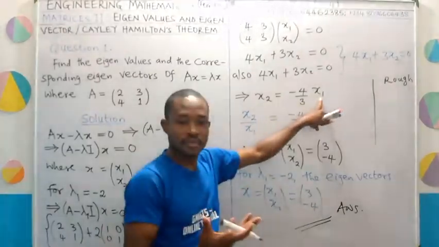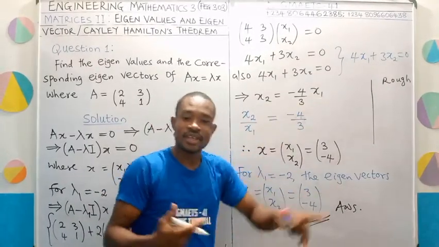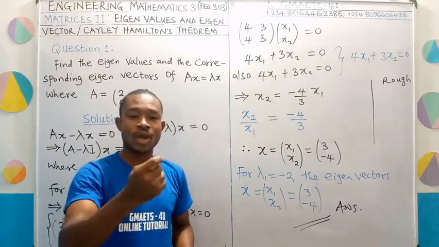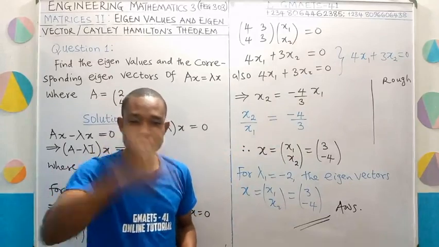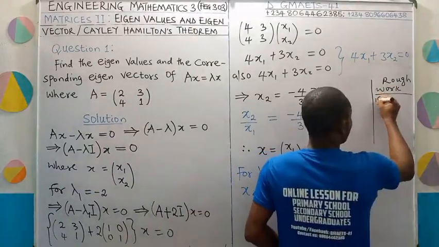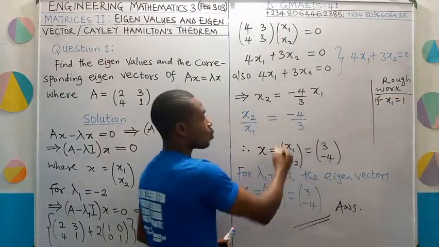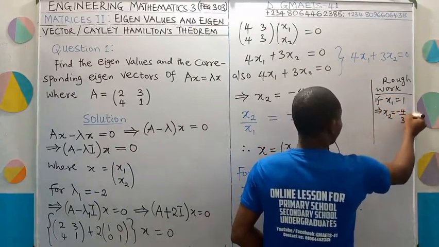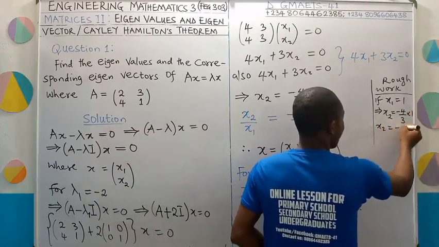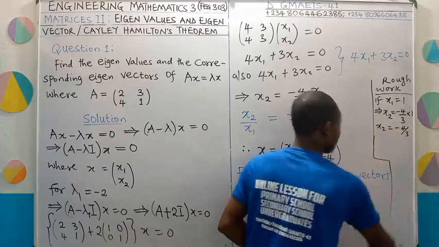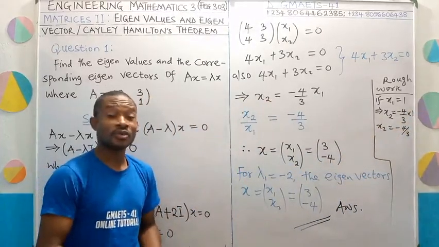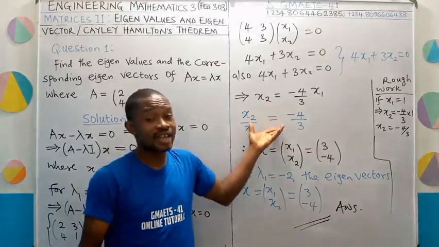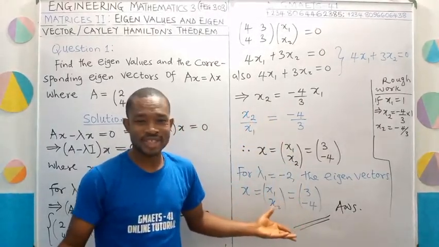At this point, we can select a value for x1, any value of your choice. But generally, for convenience, we use x1 to be equal to 1. That is, we select 1 to be our x1. If x1 is equal to 1, it implies that x2 will be equal to minus 4 divided by 3 times 1, and then x2 will be equal to minus 4 over 3. I'm trying to show you the real working. What I did here is just to quote the answer directly, and of course, that is expected.